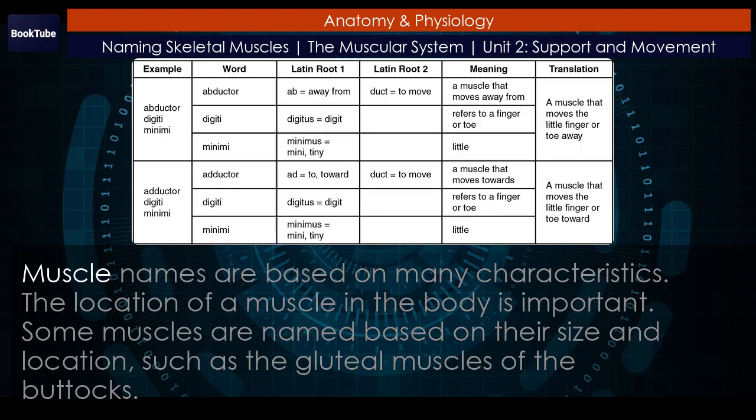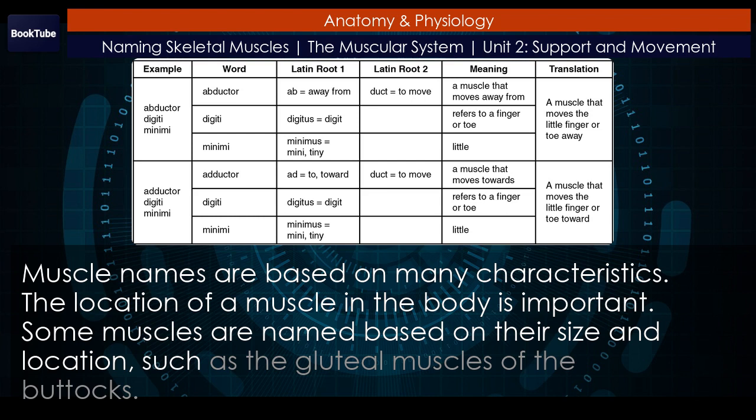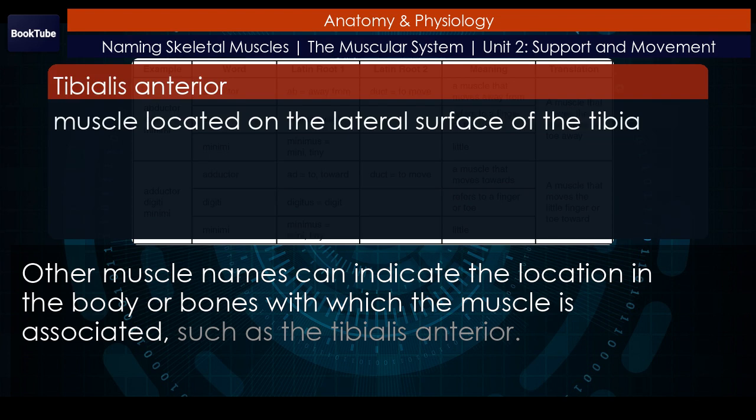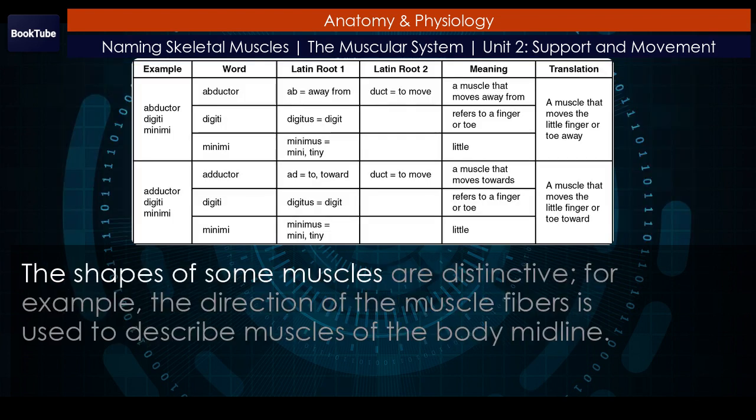Chapter review. Muscle names are based on many characteristics. The location of a muscle in the body is important. Some muscles are named based on their size and location, such as the gluteal muscles of the buttocks. Other muscle names can indicate the location in the body or bones with which the muscle is associated, such as the tibialis anterior. The shapes of some muscles are distinctive.